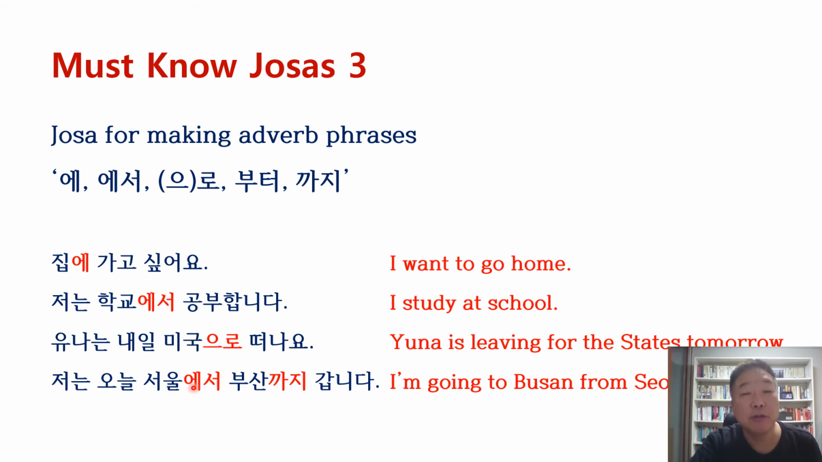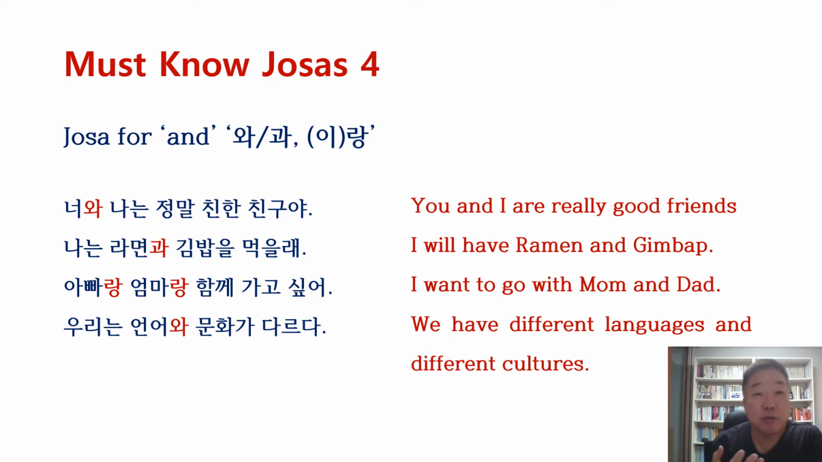And 저는 오늘 서울에서 부산까지 갑니다. 서울에서 and 부산까지, they are josas. They are all josas for the adverb phrases. 에서 means from, 까지 means till, alright? And these josas are very important, because we use josas 와, 과, or 랑 instead of and in English. Well, we have and in Korean too, but we usually use josa instead of and.